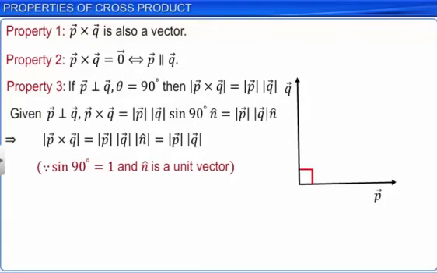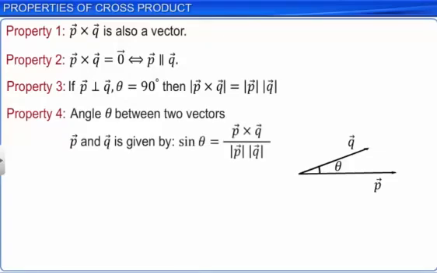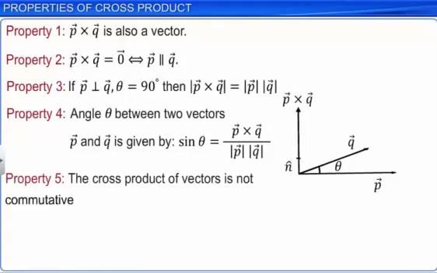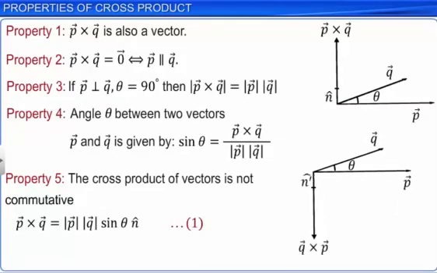If you know the magnitude of the cross product of two vectors and the product of their modulus, you can find the value of angle theta between them using the formula shown here. You already know that the cross product of vectors p and q, when p rotates towards q by angle theta, is given by the formula shown in equation 1. The vector representing the cross product of vectors p and q is in the direction of unit vector n. Observe what happens when vector q rotates towards vector p by angle theta. In this case, the vector representing the cross product of vectors q and p points in the direction of unit vector n dash.